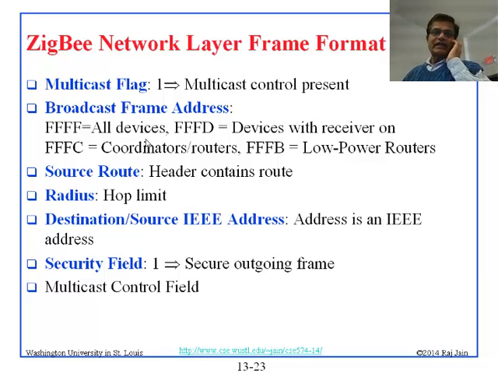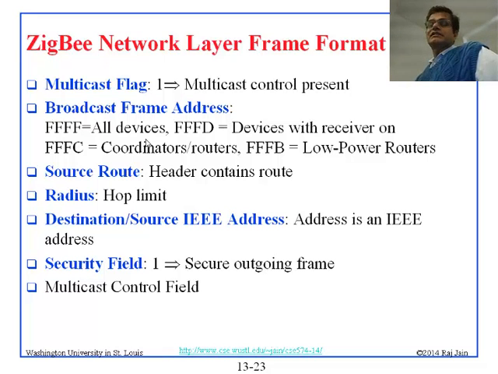Okay, so multicast flag means multicast present, broadcast frame. Now broadcast frame could have, so there's not just one broadcast address, they have listed 4 here. So actually I would call them multicast, but, so this is real broadcast, FFFF, all devices. FFFD is those devices which are on. FFFC is coordinators and routers. FFFB is low power routers. Okay. So they have 2 kinds of routers here, routers and low power routers.